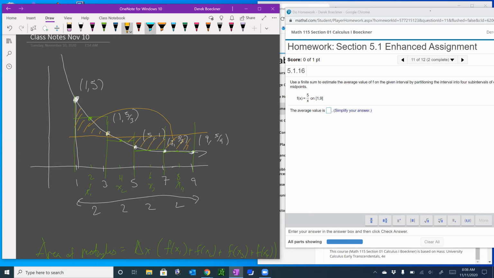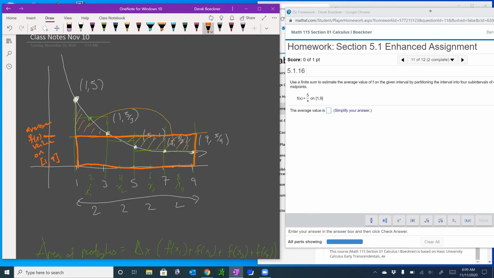So that this yellow rectangle here, let's make it orange. I want the green area and the orange area to be the same. And if I do that, this height will be the average f of x value on 1 to 9. Does that make sense? Okay. So how do I find that?